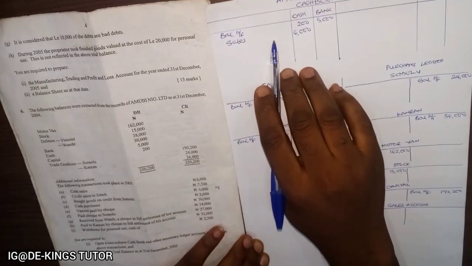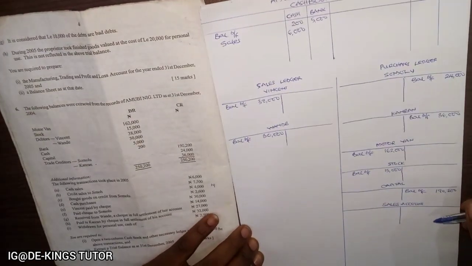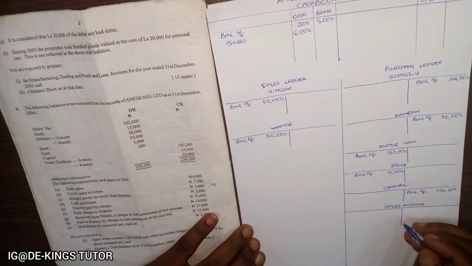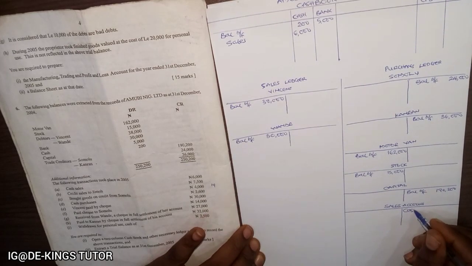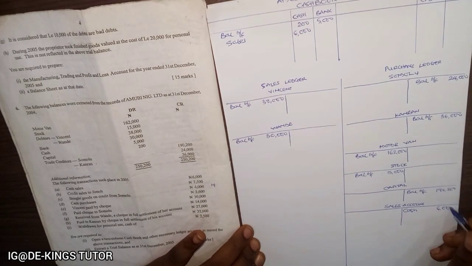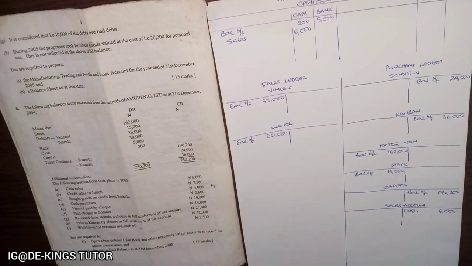So the debit is here, the corresponding entry will come to the credit side here. So we have cash as 6,000. Okay, so that we have done with that.